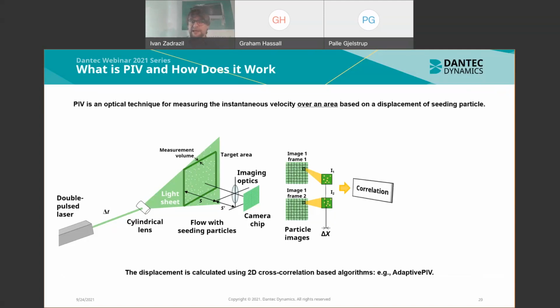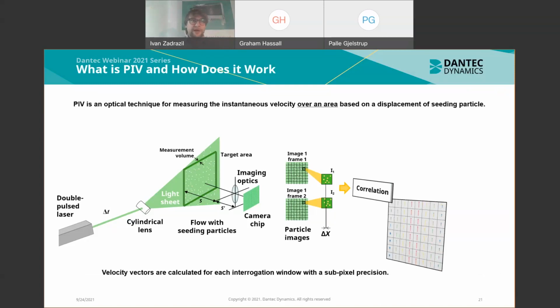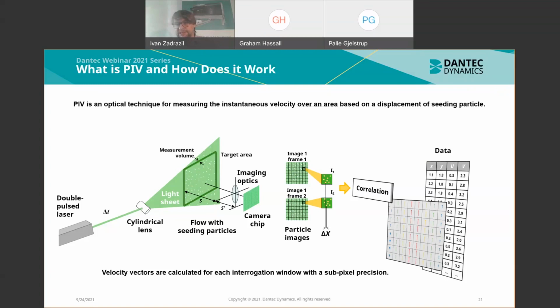The displacement is calculated using 2D cross-correlation based algorithms. And we use adaptive PIV, which is the most advanced algorithm on the market, where you adapt the size of the interrogation window based on local seeding density. You also adapt the shape of the interrogation window based on local velocity gradients. Finally, the velocity vectors are calculated for each interrogation window with sub-pixel precision.